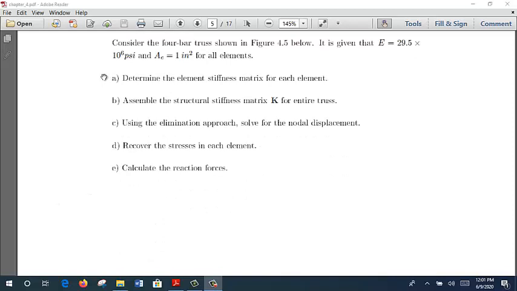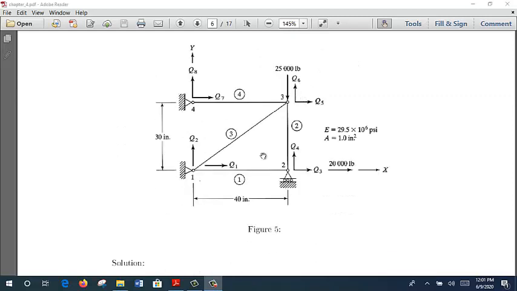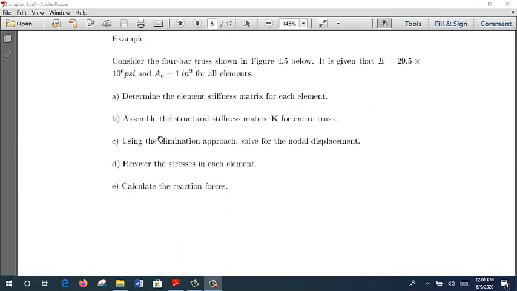So first of all, you need to understand the first question: determine the element stiffness matrix for each element. So for that, you need to find your K1, K2, K3 and K4, and then assemble the structure. You have practiced from a previous lesson how to convert local to global, right? So we need to combine the matrices following the numbers of the degrees of freedom.